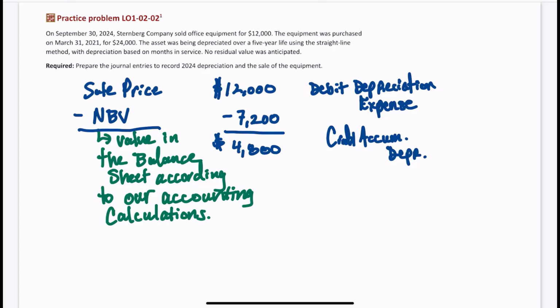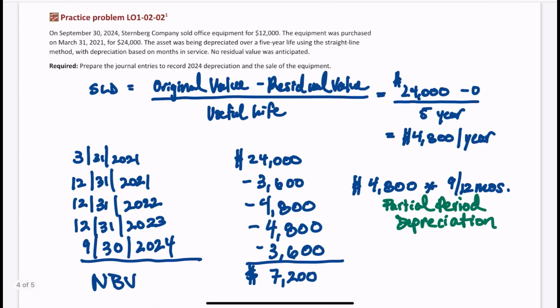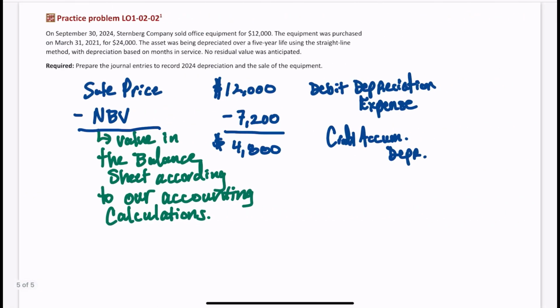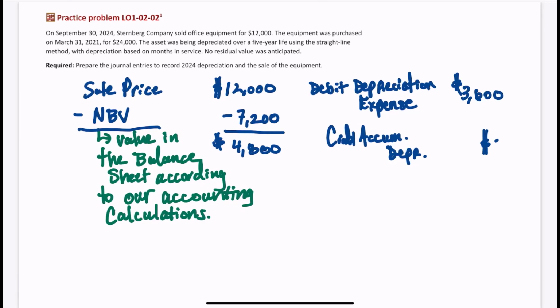And this again was this number right here. For 2024, it's $3,600. So we're just gonna write that in here. This is the solution to the first part of this problem.